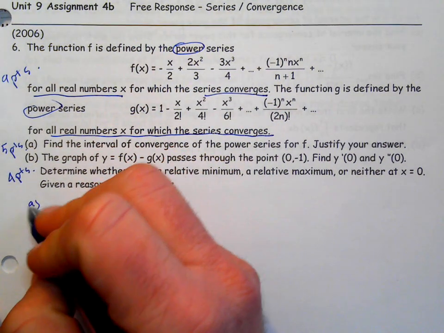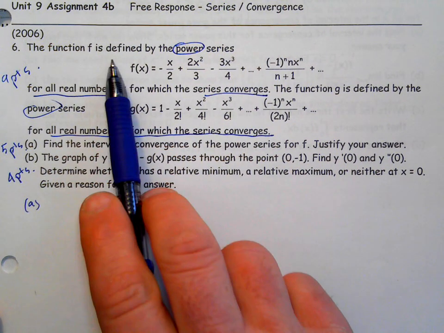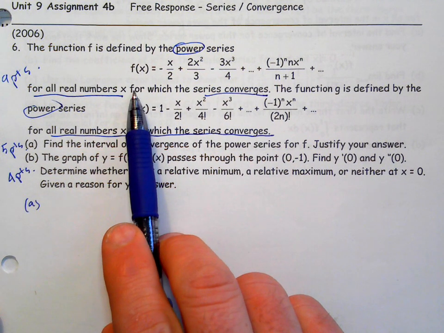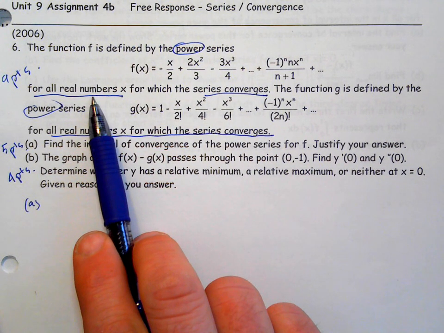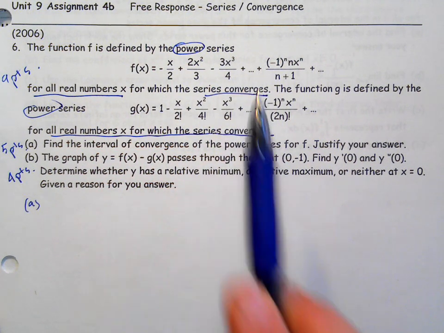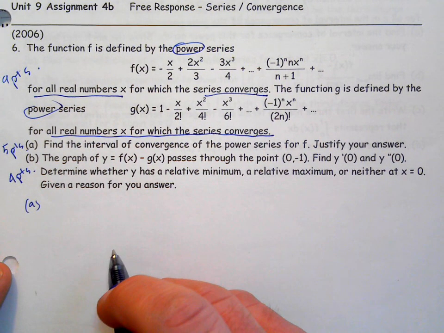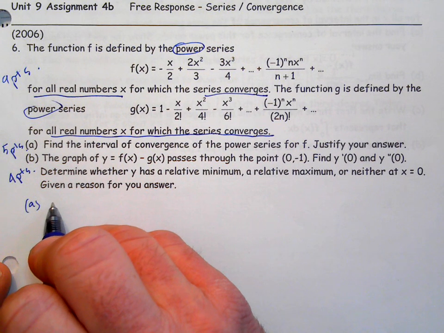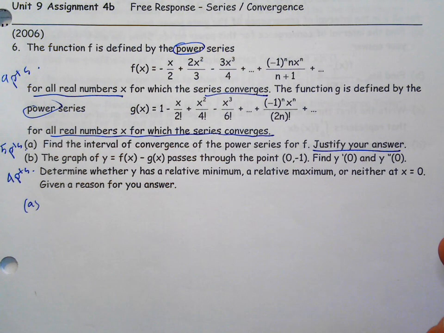Part A says find the interval of convergence of the power series for f. It says the function f is defined for all real numbers for which the series converges. So it didn't say that it converges for all real numbers. It makes sense, because it wouldn't make sense to ask us to find the interval of convergence if they had already told us it converges for all reals. Justify your answer, which probably means showing your work in detail.